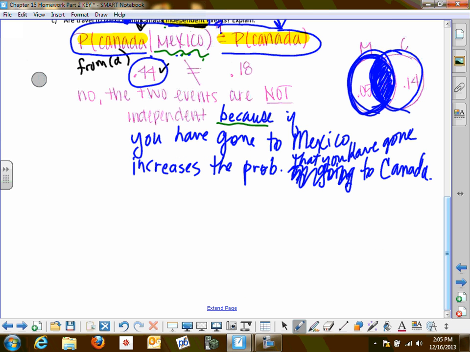Here's how I know they're not independent. If you have gone to Mexico, then I'm going to compare the probabilities. If you've gone to Mexico, then you are more likely to have also traveled to Canada than just the rate at which people were traveling to Canada overall. So here I wrote, if you have gone to Mexico, it increases the probability that you have also gone to Canada. That's what's happening.